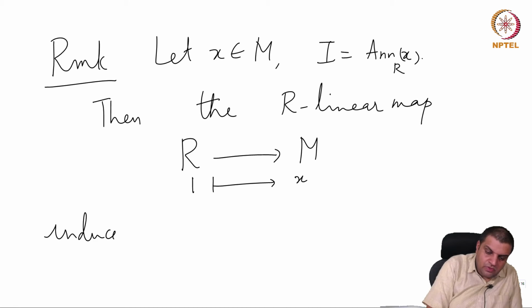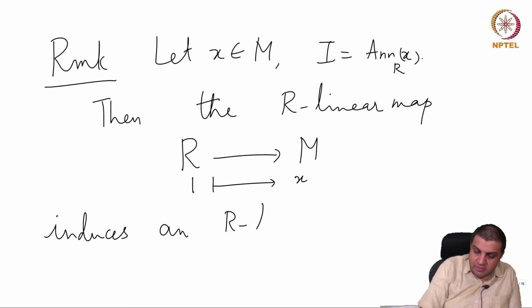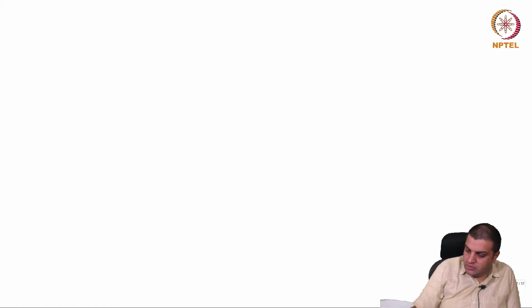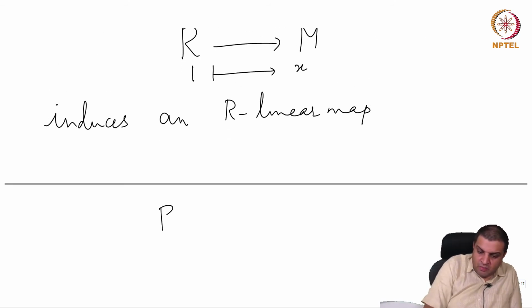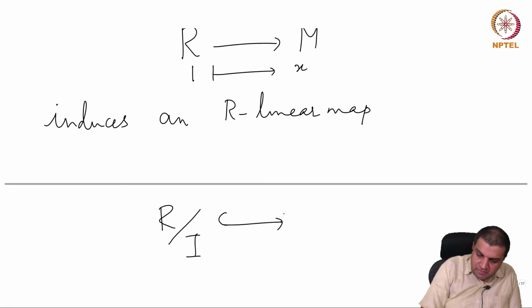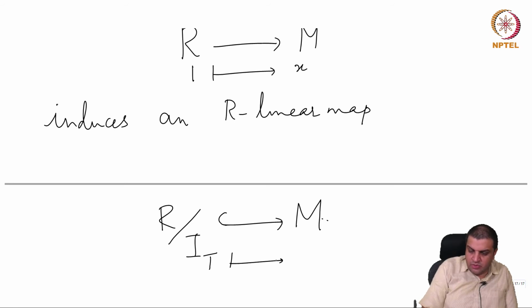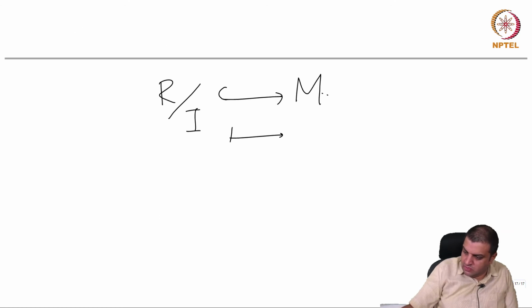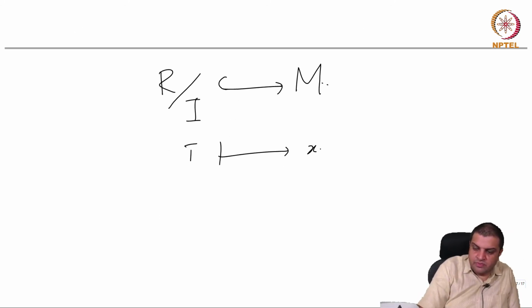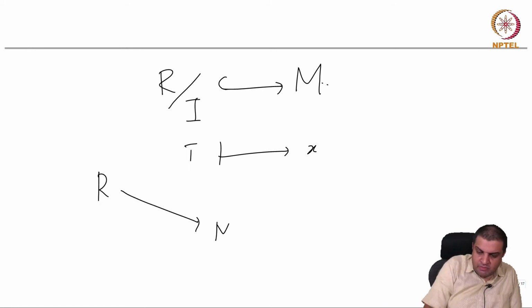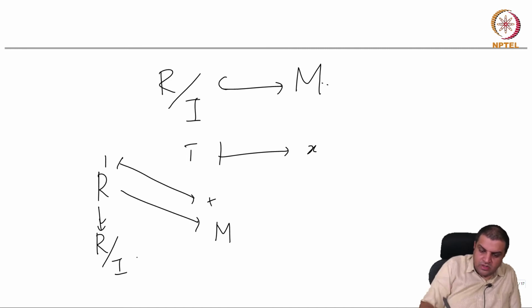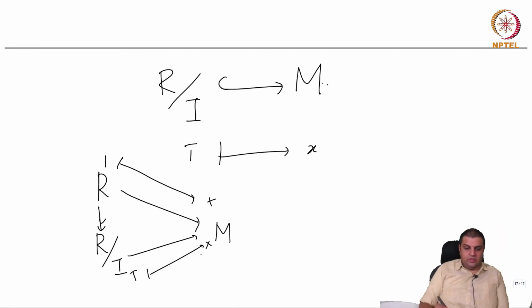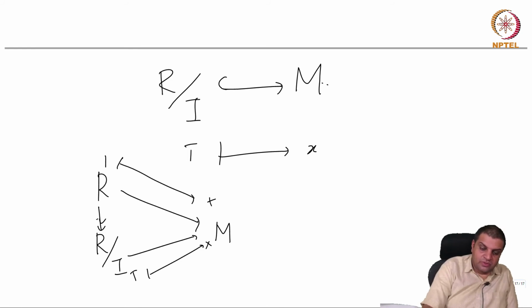So this element induces an R-linear map from R mod the annihilator, which is I, to M, an injective map to M. Again, 1 bar will go to x. So what we are really saying is that there is the map from R to M, and then a natural quotienting map, and 1 goes to x here, and from here 1 bar goes to x. So in other words, this arrow is a composite of these two arrows. This is an observation.